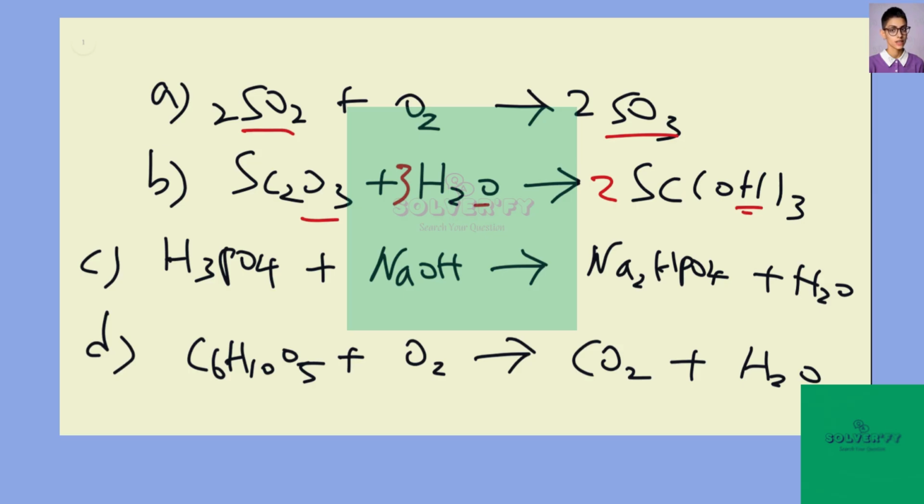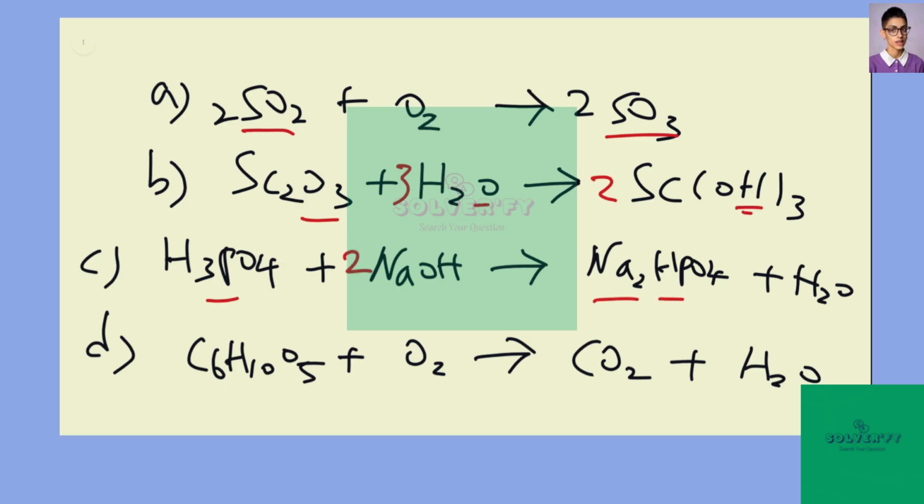Okay, so part C, we have H3PO4 and NaOH becoming Na2HPO4 and H2O. For this case, I will again choose the element that is present in only one reactant and one product. I will start with phosphorus. One phosphorus left, one phosphorus right, it is all balanced. We don't have to do anything about that. And then the next one I'm going to balance would be the sodium. On the right we have 2 sodium, so I have to put 2 in front of NaOH.